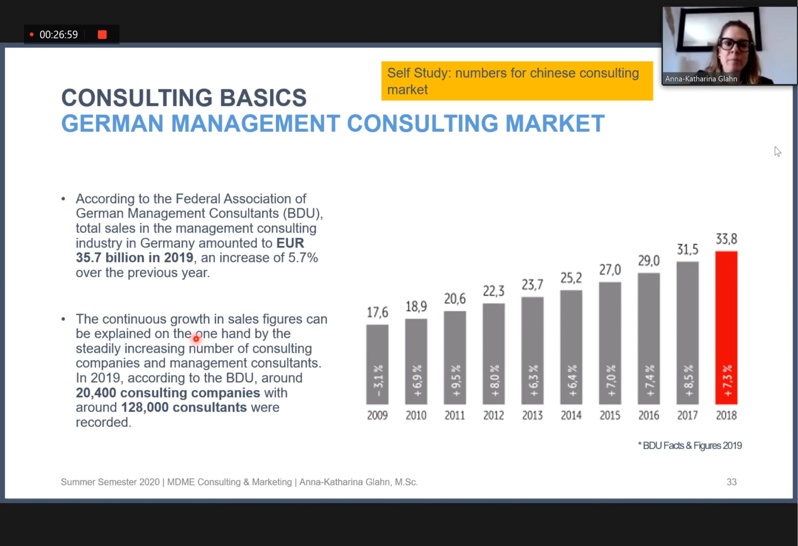And in the German market, we have about 20,400 consulting companies. They include bigger companies as well as single runners like freelancers. And we are talking about 128,000 consultants only in Germany.